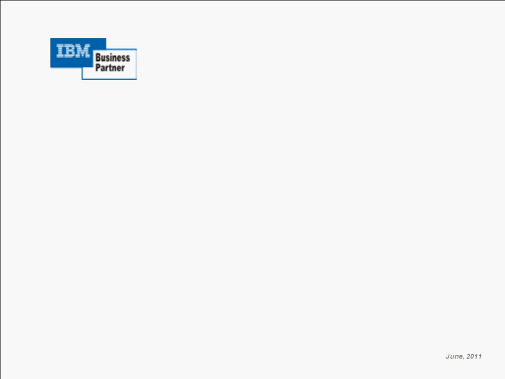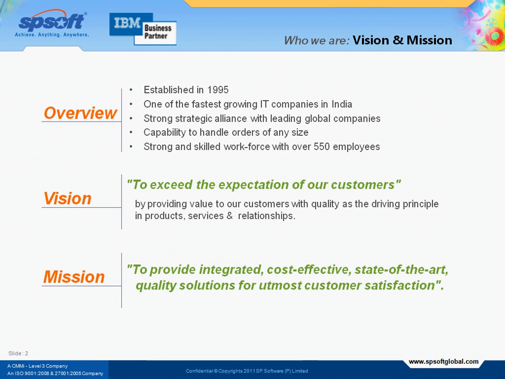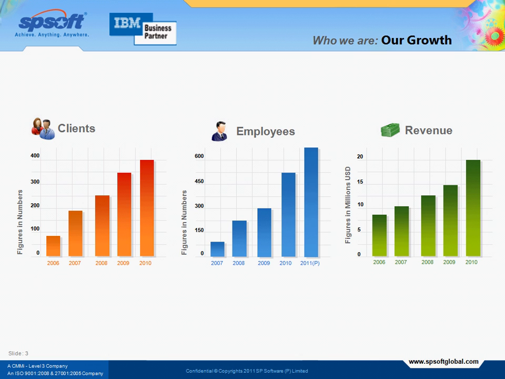So we are from SP Group of Enterprises. One of our companies is SP Software. It was started in 1995 with a vision to exceed the expectation of our customers, with a mission to provide integrated and cost-effective state-of-the-art quality solutions for our customer satisfaction. We have about 400 clients, employees touching around 600, and a revenue of about 20 million USD.